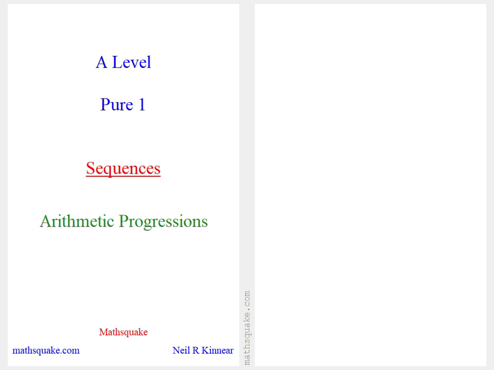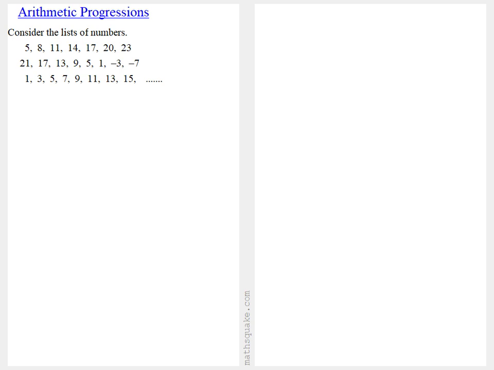A-Level Pure 1 Sequences, Arithmetic Progressions. Let's see what we mean by an arithmetic progression. Consider the lists of numbers 5, 8, 11, 14, 17, 20, 23, or another list 21, 17, 13, 9, 5, 1, -3, -7, or even the odd numbers 1, 3, 5, 7, 9, 11, 13, 15, and so on.